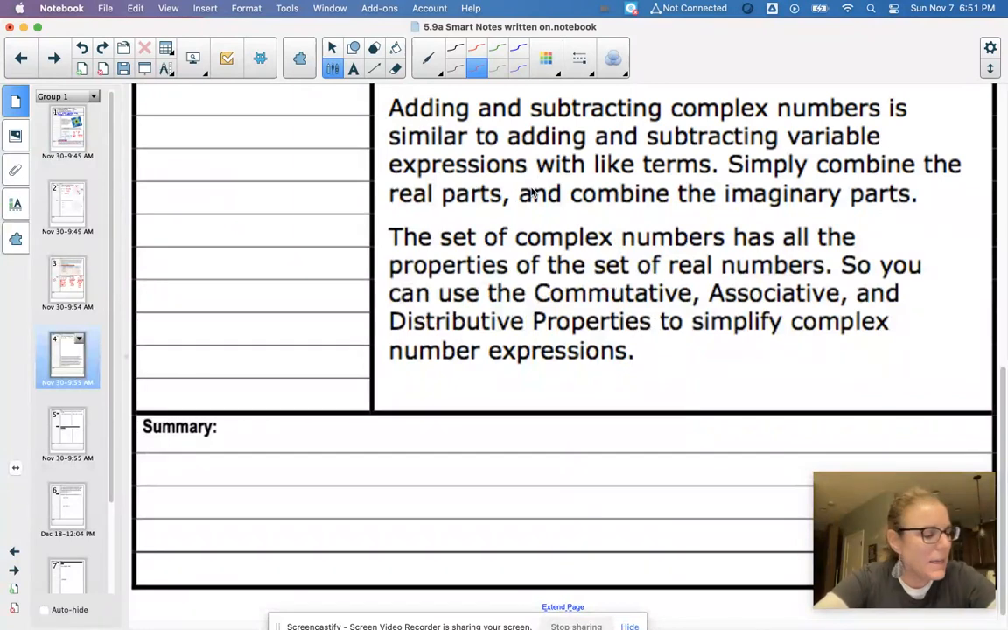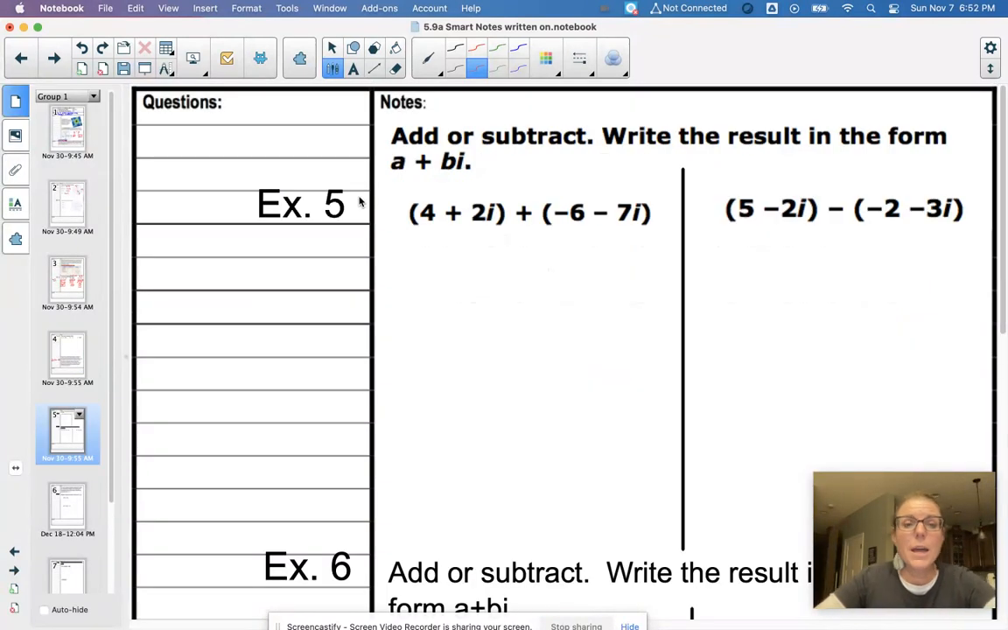All right. Adding and subtracting complex numbers is similar to adding and subtracting variable expressions with like terms. Simply combine the real parts and combine the imaginary parts. The set of complex numbers has all the properties of the set of real numbers, so you can use the commutative, the associative, and distributive properties to simplify complex number expressions. So here's an example of what I mean. If I asked you what is 2x plus 3x, they're like terms. You would tell me that is 5x. That's exactly what we're going to do now.